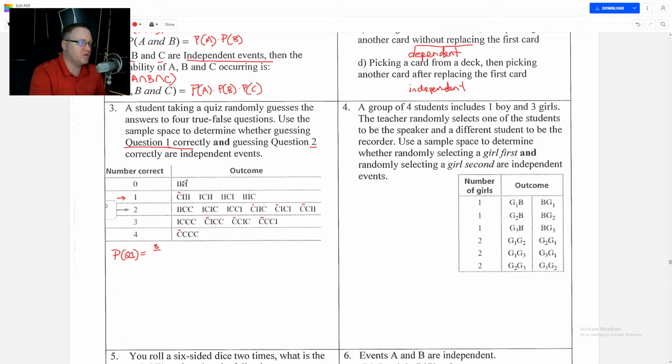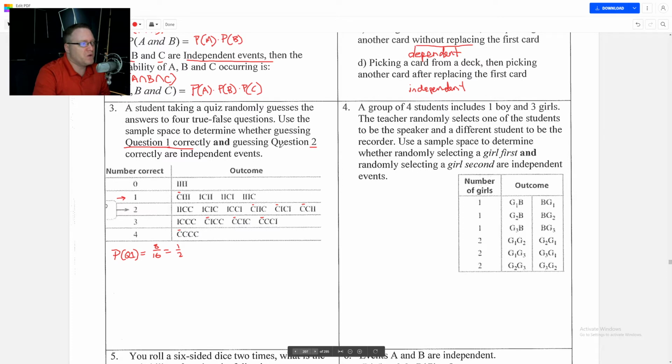And how many are there total? Well, 1, 2, 3, 4, 5, 6, 7, 8, 9, 10, 11, 12, 13, 14, 15, 16. There's 16 different possibilities. So the probability of getting question 1 correct is 8 over 16, which is 1 over 2. Okay?